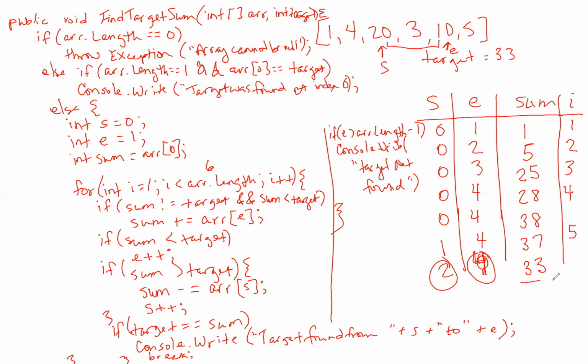So this is a linear solution with O of n complexity because we are just going through the array one time. And I think that's probably the most efficient way you can do this. This solution works with only non-negative integers. If we had negative integers in our array, we would have to take a different approach.